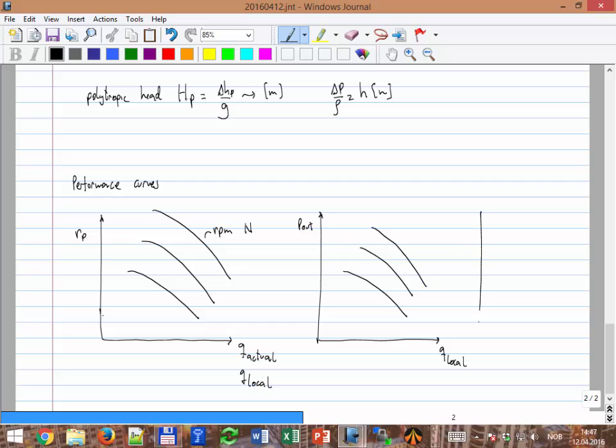Or we can have, and that's the most common way, we can have HP, this polytropic head, that is giving you this difference in enthalpy, this specific work. And it's going to again follow the same trend. Different numbers but exactly the same trend.